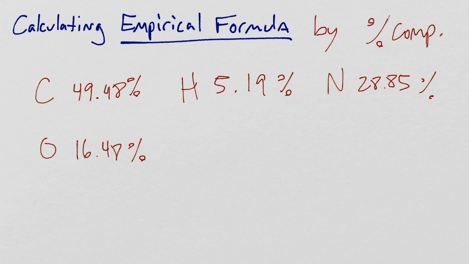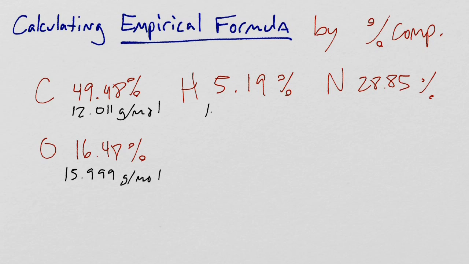So these should all add up to 100, and we probably don't have to check that they do. I'm sure they do. So this all adds up to 100. And we're going to need some molar masses for these guys. So the molar mass of carbon is 12.011 grams per mole. Oxygen, 15.999 grams per mole. Hydrogen, 1.0079 grams per mole. And nitrogen, 14.00 grams per mole.